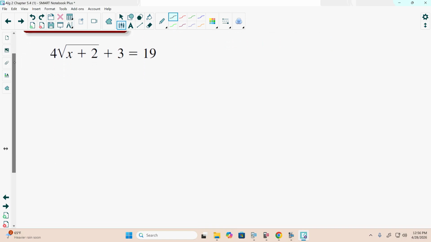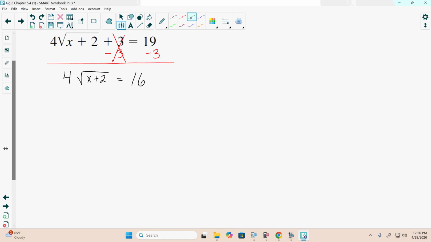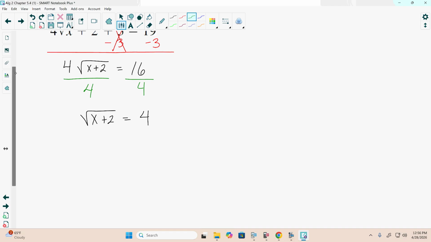All right, let's get a little more involved. There's not much more to it, but its steps still hold true. First thing we have to do, since there is only one radical, we need to get it by itself. So the first thing I would do is subtract 3 from both sides, telling me 4 times the square root of x plus 2 is equal to 16. Then we would what? Divide both sides by 4, telling me the square root of x plus 2 is equal to 4.